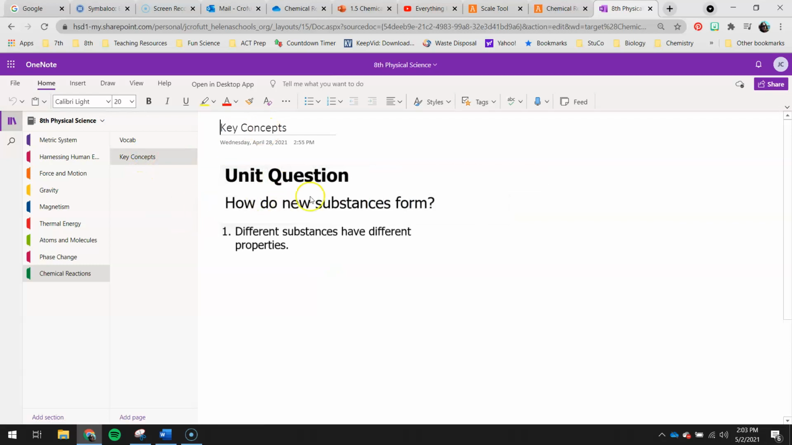Okay, and you should have added the Unit 1 question: how do new substances form? That's going to be the focus, obviously, for this whole unit, talking about how we can take 2 completely different chemicals or substances and then combine them together in some way or rearrange them, where we've switched around atoms and molecules to form new substances that have completely different properties from what they had before. Okay, and then your focus for today's lesson will be that different substances have different properties. All right, so that's what your OneNote should look like.